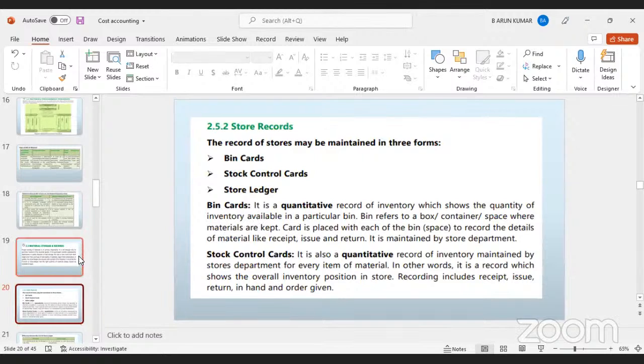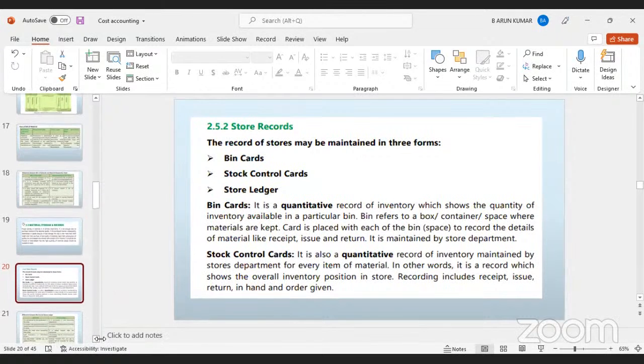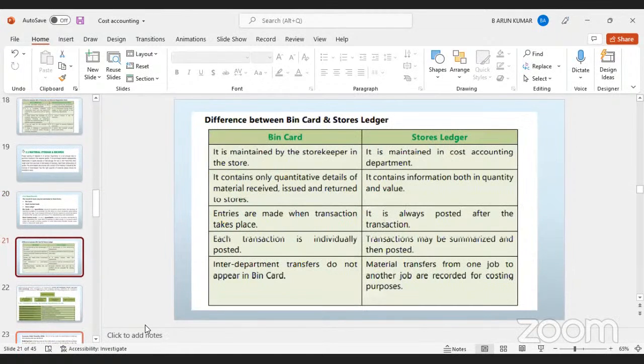Okay, and the next slide is the difference between the bin card and stores ledger. See, it is an important question that they ask: what is bin card and what is stores ledger, explain the difference between the bin card and stores ledger. So see here, these are the five main differences regarding the bin card and stores ledger.